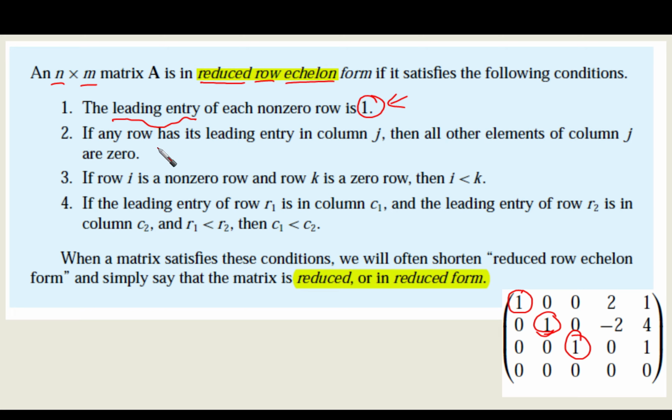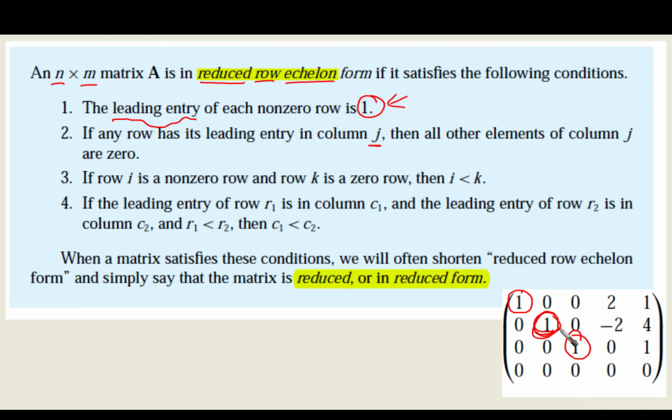Number 2, if any row has its leading entry in column J, which is for example this leading entry in column 1, then all other elements of column J are zeros. And this is right. Look at the other elements in this column. We're going to find them 0, 0, 0. Also here, look at this.